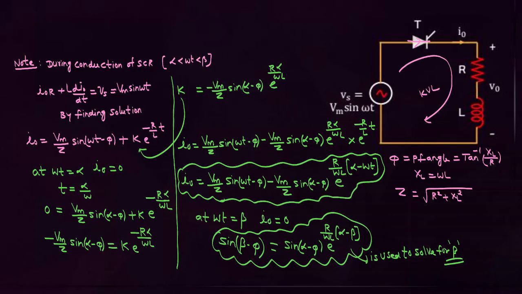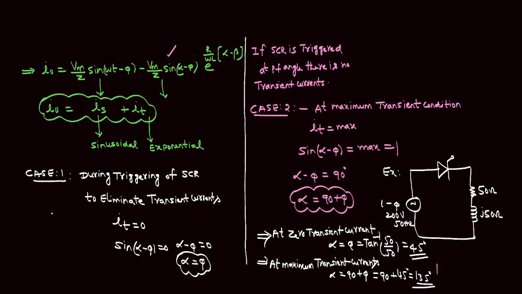And one more observation from the RL load. We know that if the load consists of inductance, there is a possibility of transients. Now the question is, without any transients, at what firing angle do you have to trigger the thyristor? And one more possible question is, at what firing angle are the transient currents maximum? For this, you have to remember these two formulas. No need to concentrate on the derivation.